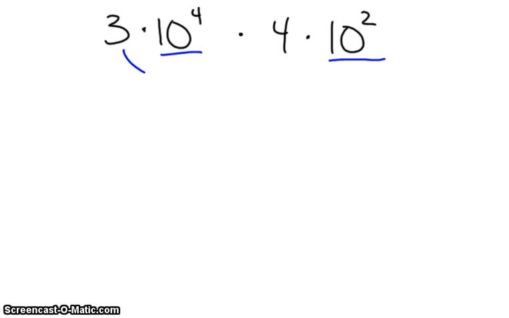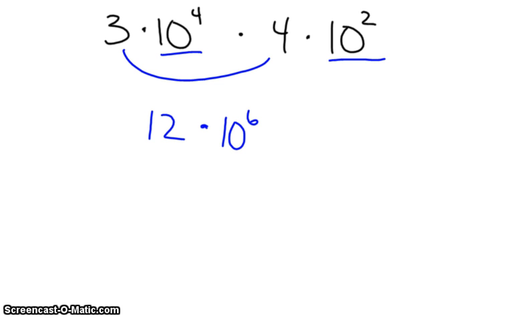So first I'll multiply my numbers. The 3 and the 4 gives me a 12. Now I multiply my 10s to their base, and I have a 10 to the fourth and a 10 squared. And as we've learned earlier in this year, in the last chapter, when we multiply exponents, we add them. So 10 to the fourth and 10 squared is 10 to the sixth.